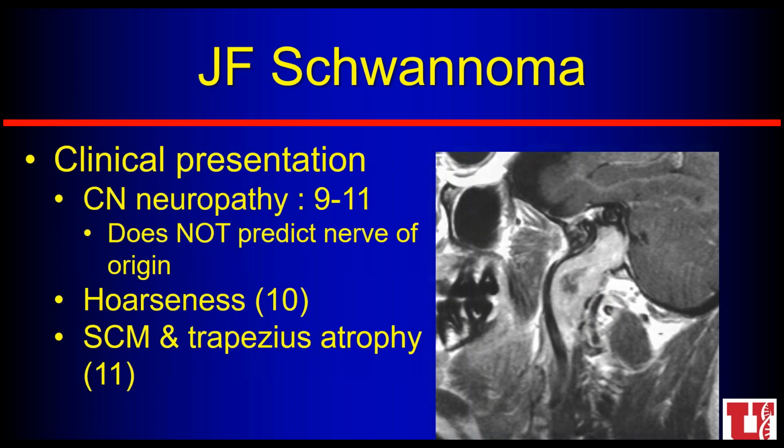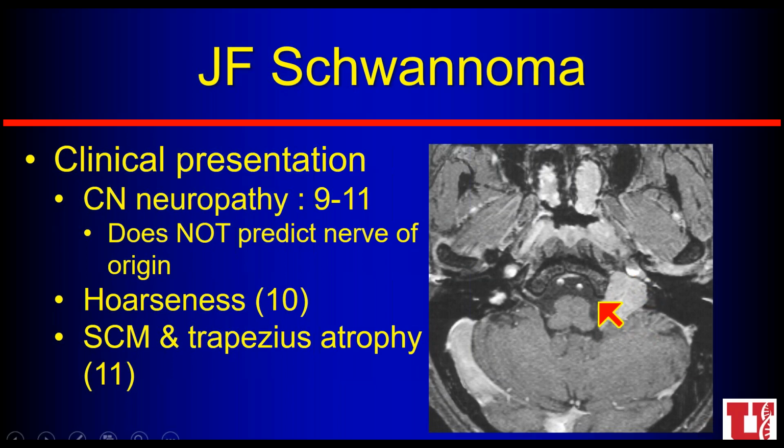So here's an axial graphic, axial post-contrasted MR with fat saturation. We see an enhancing lesion. If we see the lesion going over towards the jugular foramen, and we want to try to differentiate that from the hypoglossal canal, if we actually have a hypoglossal schwannoma, that helps us with our differential.